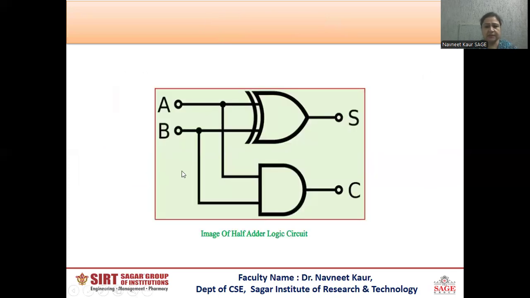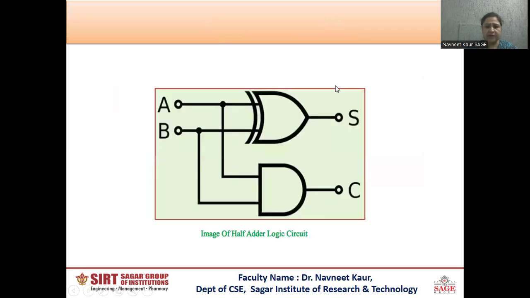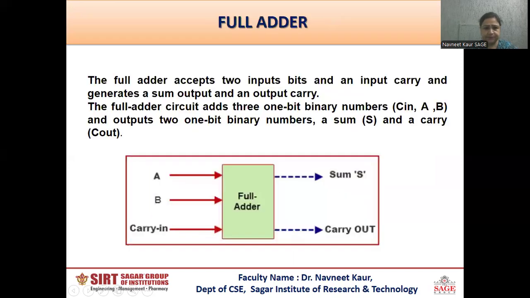Now, this is the logic diagram of the half adder circuit. Using the above equations, sum as A XOR B and carry as A into B, we can draw the logic diagram using an XOR gate and an AND gate. When A and B are XORed, it will generate the sum bit, whereas when they are ANDed, it will generate the carry output. Now, coming to the full adder circuit.